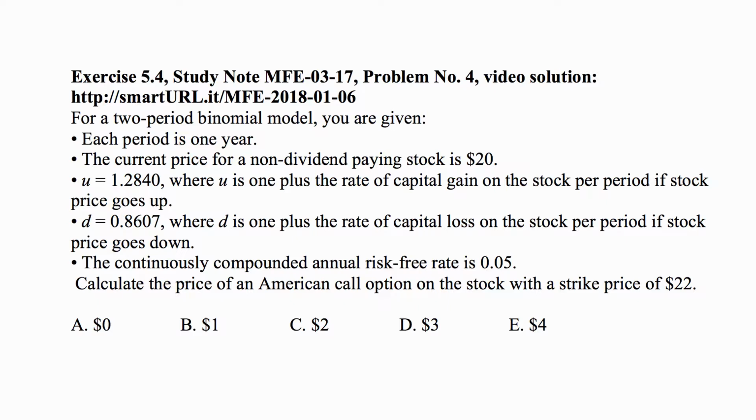Here's a problem for today for exam MFE. For a two-period binomial model, you are given, each period is 1 year, the current price for a non-dividend paying stock is $20, U is 1.2840, where U is 1 plus the rate of capital gain on the stock per period if stock price goes up. D is equal to 0.8607, where D is 1 plus the rate of capital loss on the stock per period if stock price goes down. Now that rate of capital loss is a negative number, that's why you end up with D being less than 1. The continuously compounded annual risk-free rate is 0.05. Calculate the price of an American call option on the stock with a strike price of 22.